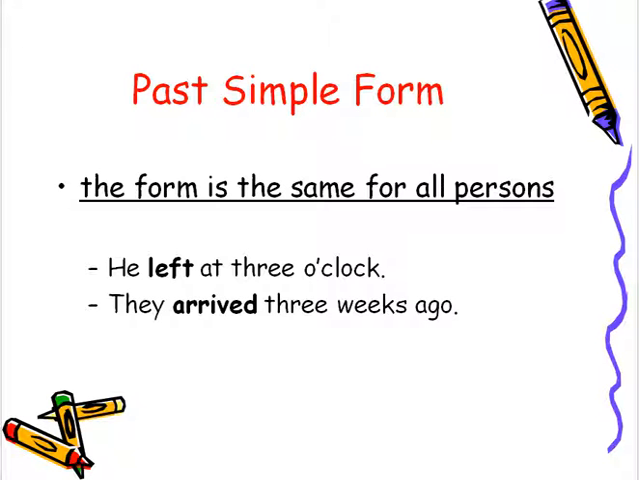So, let's start. Let's start with past simple and its form. And as you can see, the form is the same for all persons. Example sentences are: he left at 3 o'clock. They arrived 3 weeks ago. So you see, no matter the subject of the sentence, the verb remains the same.